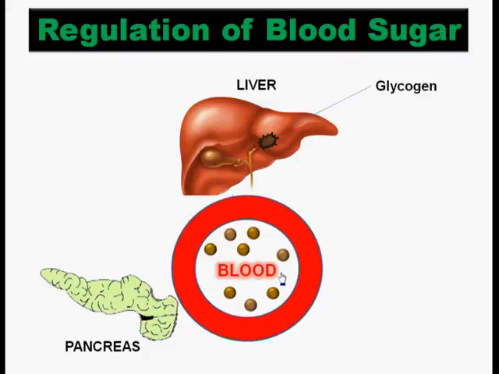In other words, if you should eat a piece of cake, which has a lot of sugar in it, a lot of glucose in it, your glucose level will increase. And when that happens, the pancreas will do what? Yes, it will secrete insulin, and then guess what? The insulin will get into the liver and cause the liver to store excess glucose as glycogen.